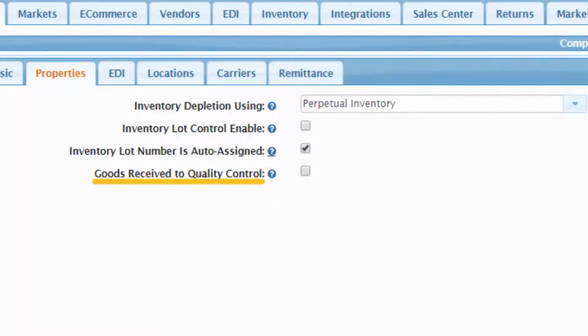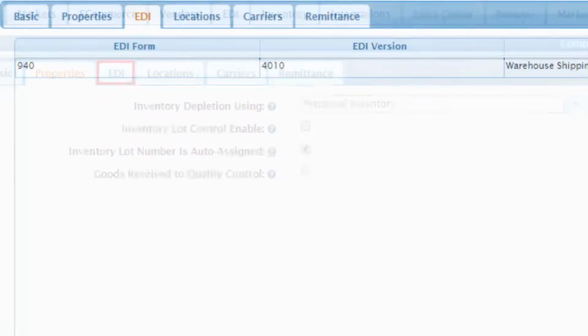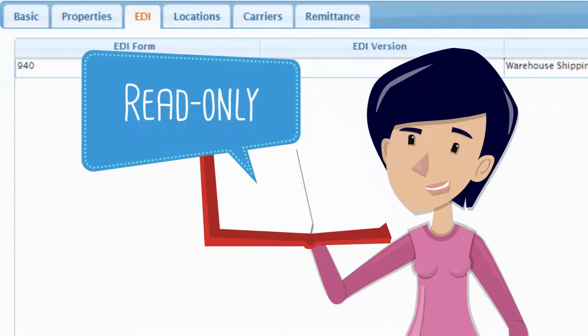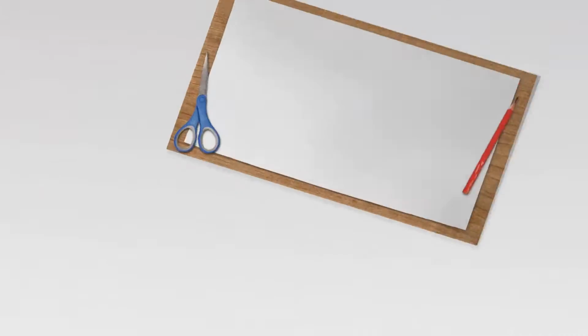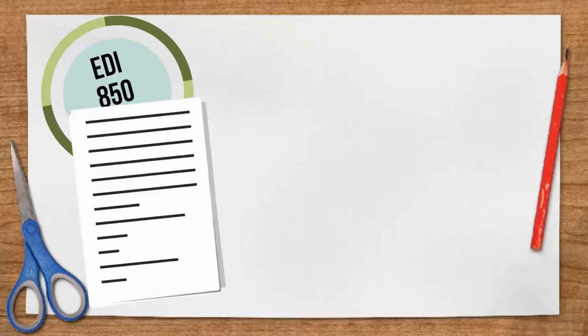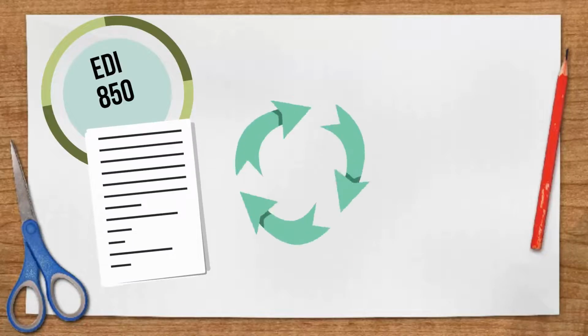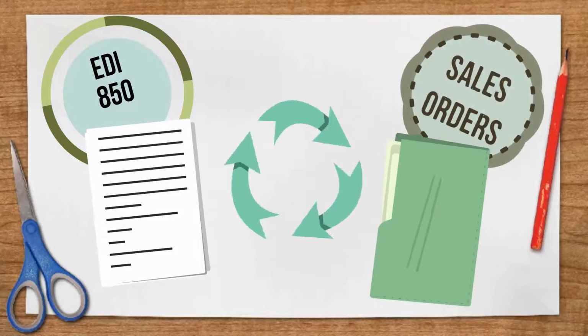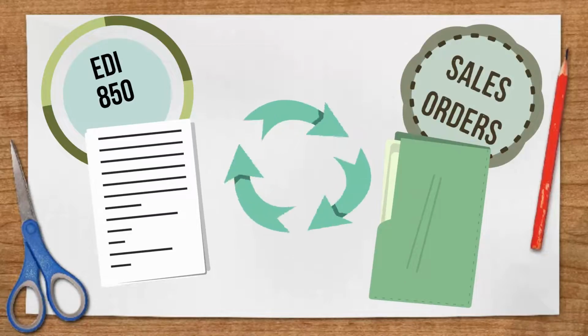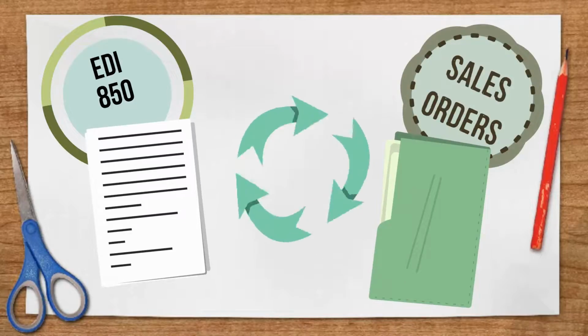The default is Good Received to On Hand. Next is the EDI tab. It is a read-only form that shows you whether EDI 940 has been added to your company or not. EDI 940 is a mini service that automatically converts the sales purchase order EDI 850 form into sales orders. Only the RxN user can add the EDI 940 form to your company.